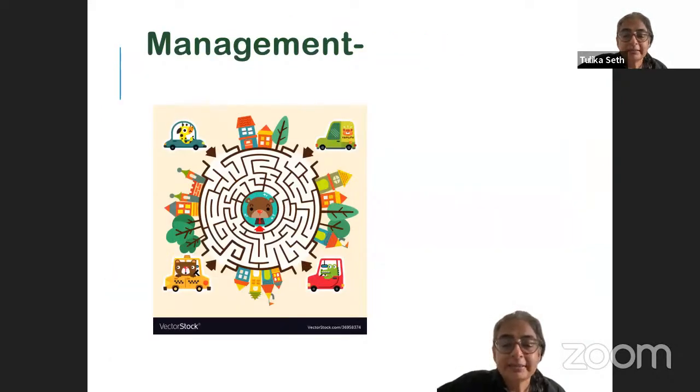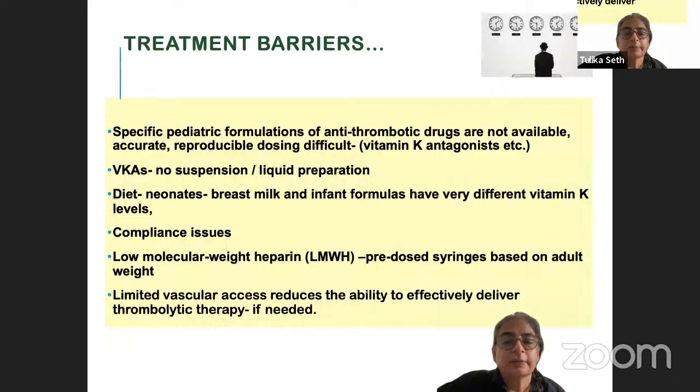So now that you've made the diagnosis of a child with a thrombosis, you now need to treat the patient. So treatment is often difficult in children because many of the formulations for the vitamin K antagonists, the low molecular weight heparin, and even the direct acting anticoagulants are not really pediatric based. So there's not a lot of suspensions and liquid preparations.